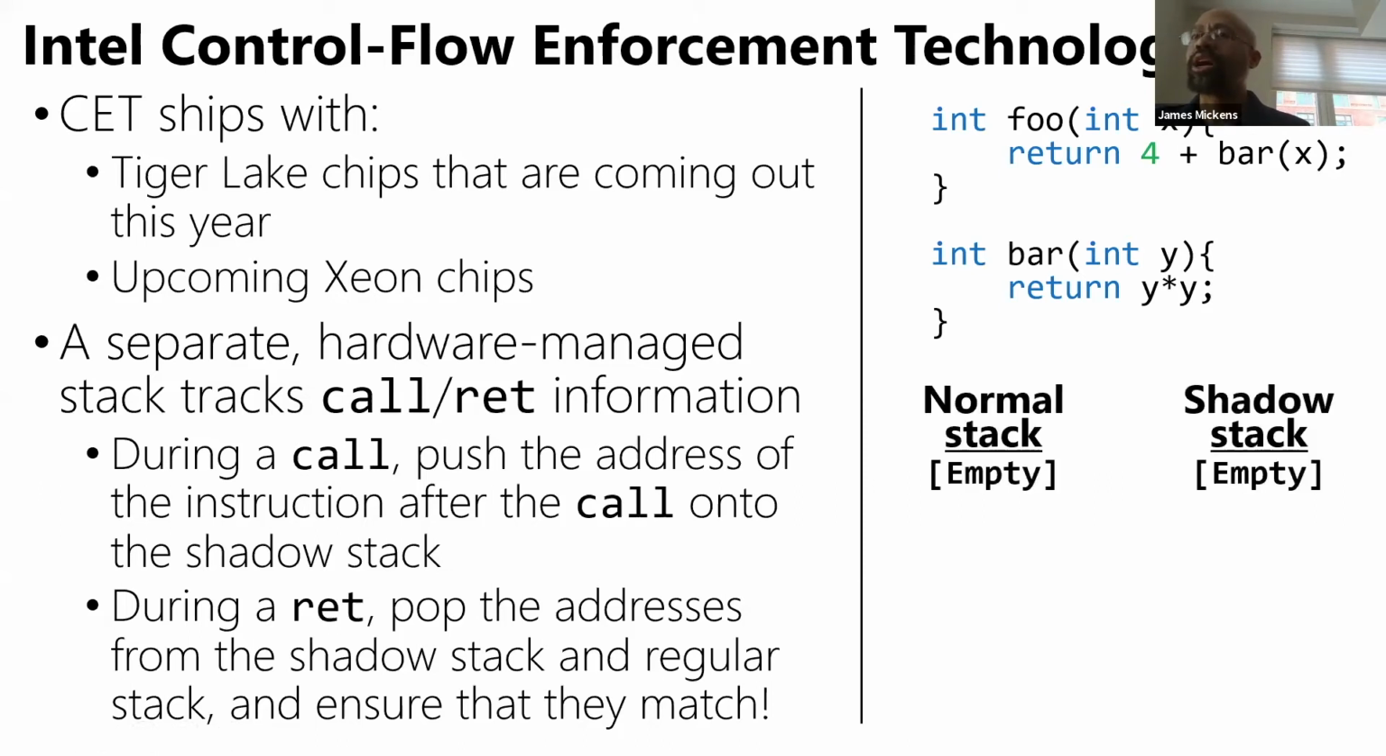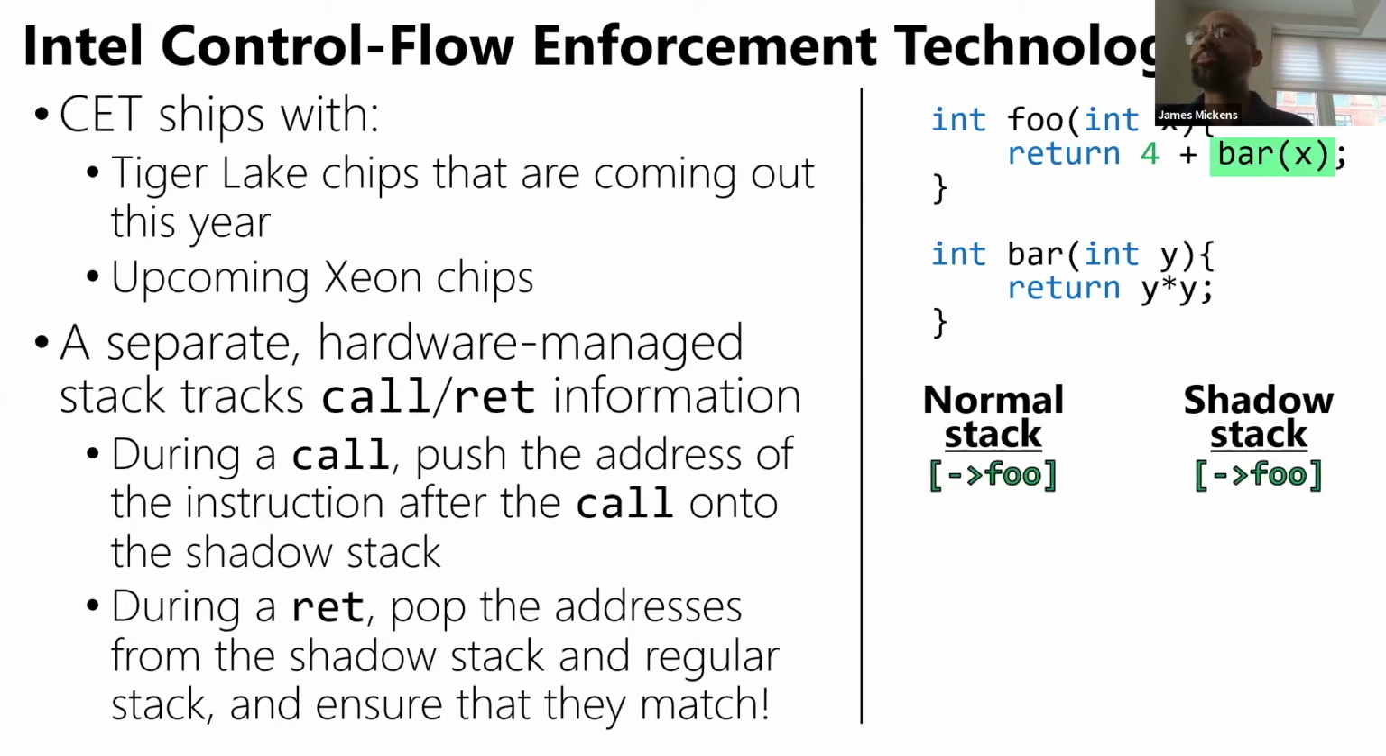And so before foo actually invokes bar, we can imagine that both the normal stack and the shadow stack are empty. The normal stack is what we were just looking at in the prior slides in the class today. The shadow stack is this new hardware managed thing that I just introduced on this slide. So imagine that foo makes that call to bar. So what's going to happen?